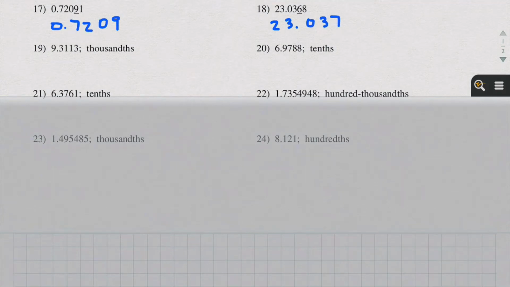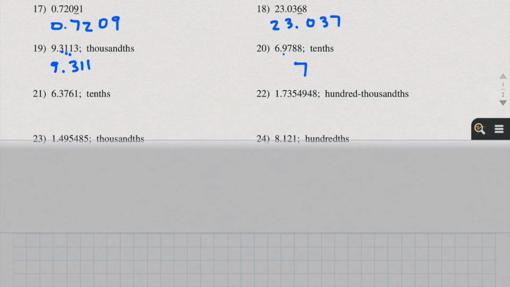So this becomes 23.037. Okay, number 19. The thousandths place. This 3 is in the tenths, this one is in the hundredths, and this one is in the thousandths. So we look to the right at the 3. Because the 3 is less than 5, we leave the 1 in the thousandths place where it's at. So this becomes 9.311. Number 20, the tenths place. This 9 is in the tenths place. So we look to the right at the 7. Because the 7 is greater than 5, we round this 9 up. Because we can't make the 9 a 10, we make the 9 a 0, and that 6 becomes a 7. So number 20 is 7.